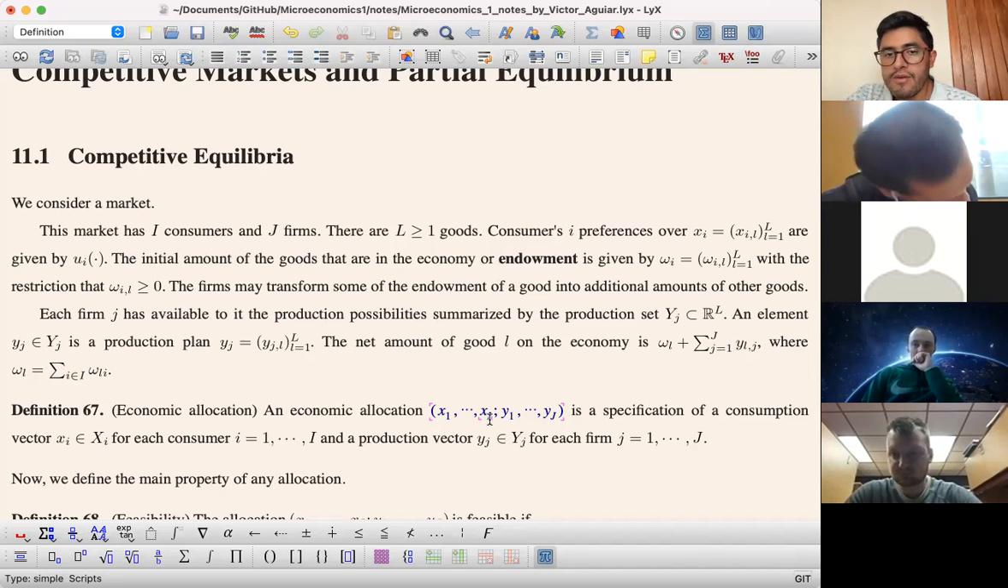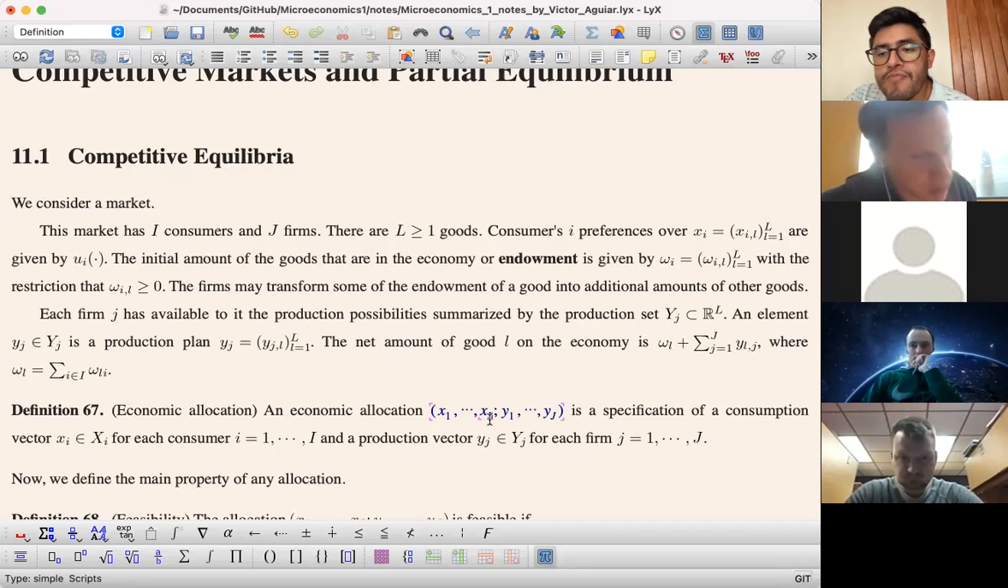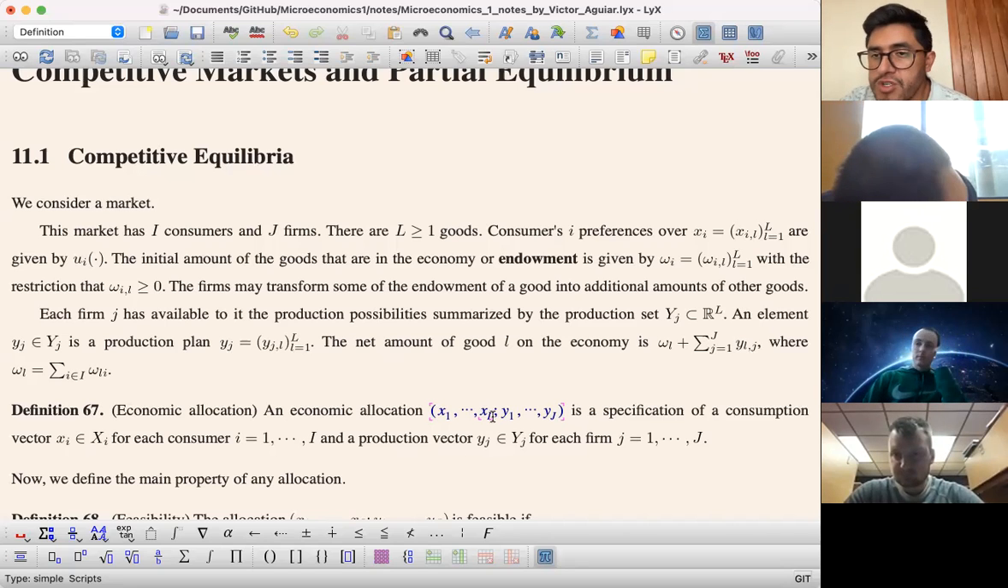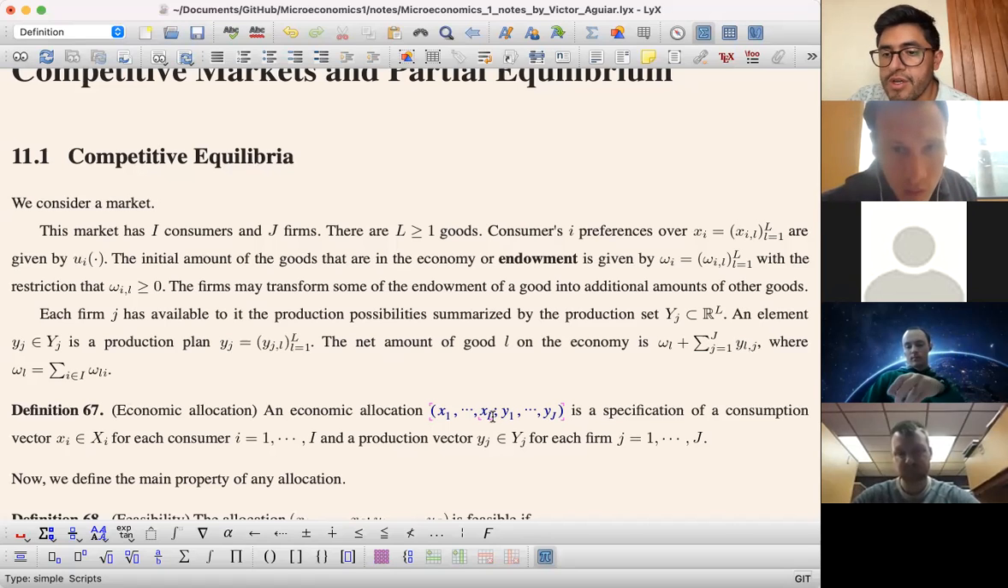Important thing in Mas-Colell: he is super economical about notation, so he never explains dimensions. So a good sanity check when reading my notes or Mas-Colell is making a mental note of what the size of the object is. So this is a matrix again, with how many columns? Capital I plus J, the total number of consumers plus the total number of firms, and the rows are capital L, the total number of goods. Okay, this is a good sanity check.